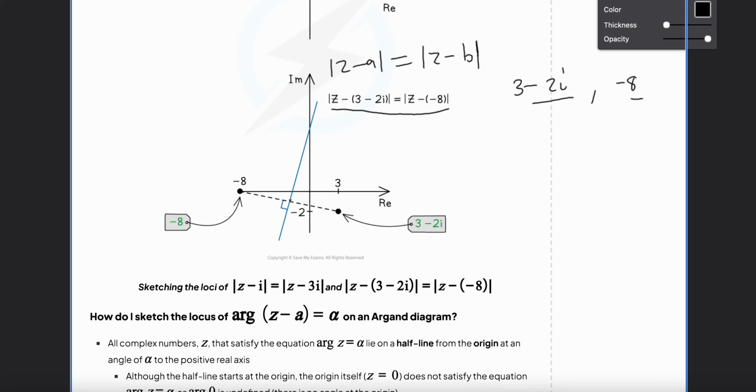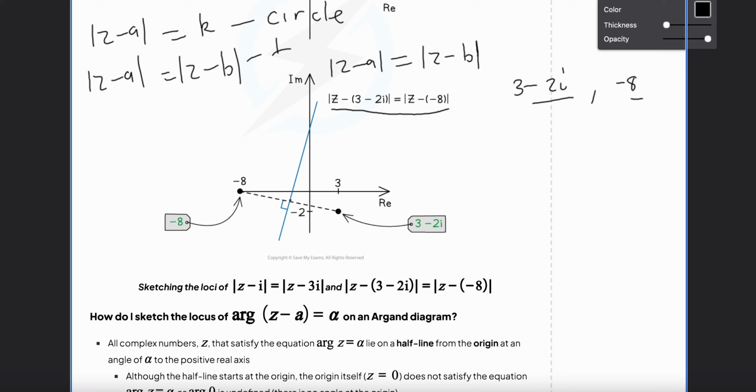So whenever I see modulus of z minus something being equal to modulus of z minus something else, I know that we are talking of a perpendicular bisector. So I want you to see the difference. We started off with z minus a equal to k, and we said this is a circle. And now we have z minus a equals z minus b, and we are saying this is a perpendicular bisector. So I need you to take note of the difference.